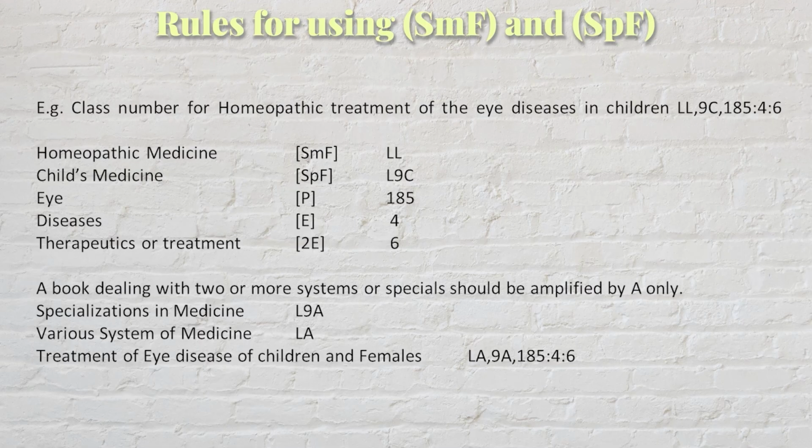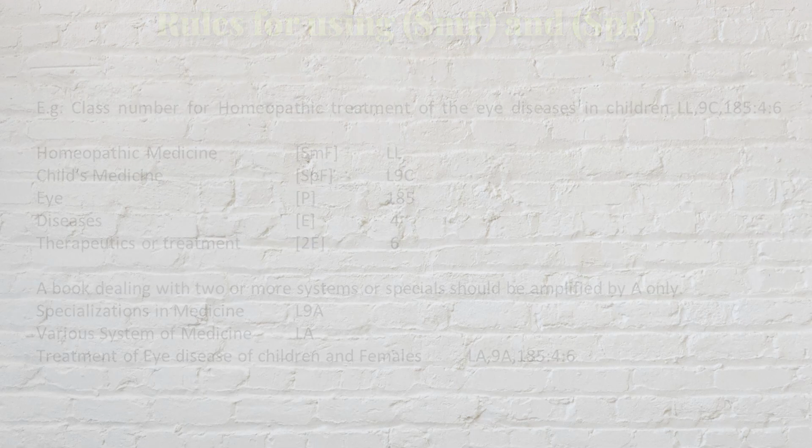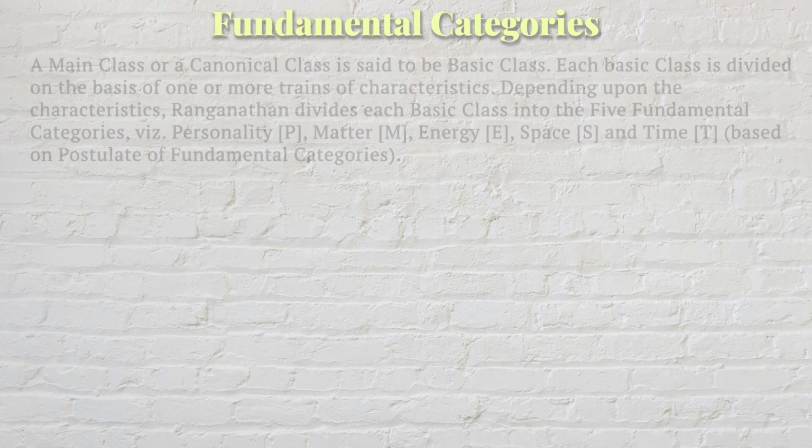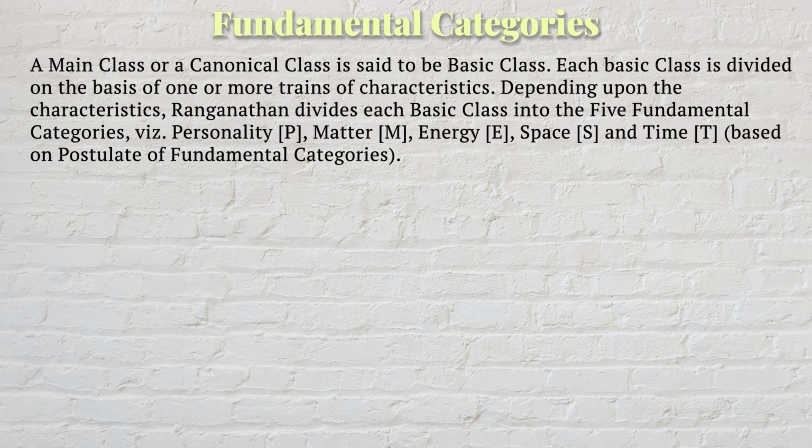Here the LL system facet denotes that it belongs to the main class medicine. For that, the notation for the main class medicine is not required because it is the system facet of the same class. Next, to discuss the fundamental categories. A main class or a canonical class is said to be the basic class. Each basic class is divided on the basis of one or more trains of characteristics. Depending upon the characteristics, Ranganathan divides each basic class into the 5 fundamental categories such as personality, matter, energy, space and time based on the postulate of fundamental categories.